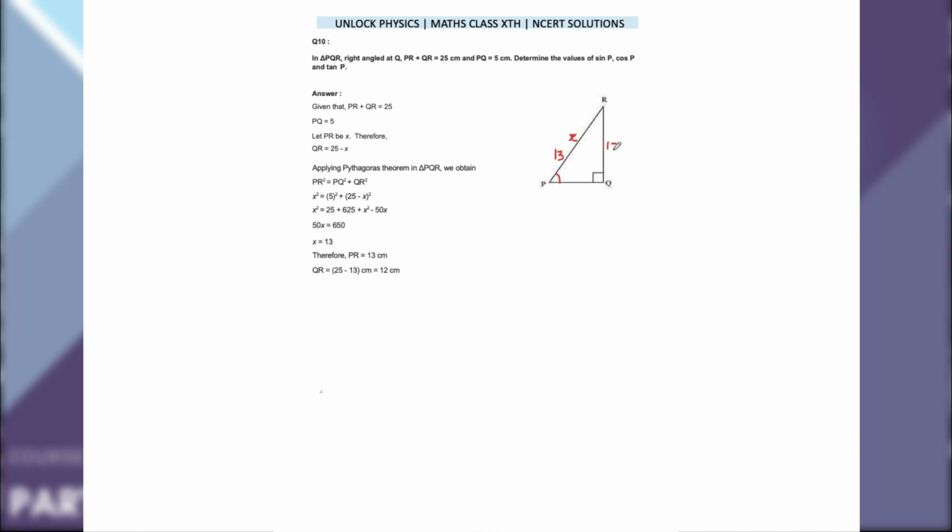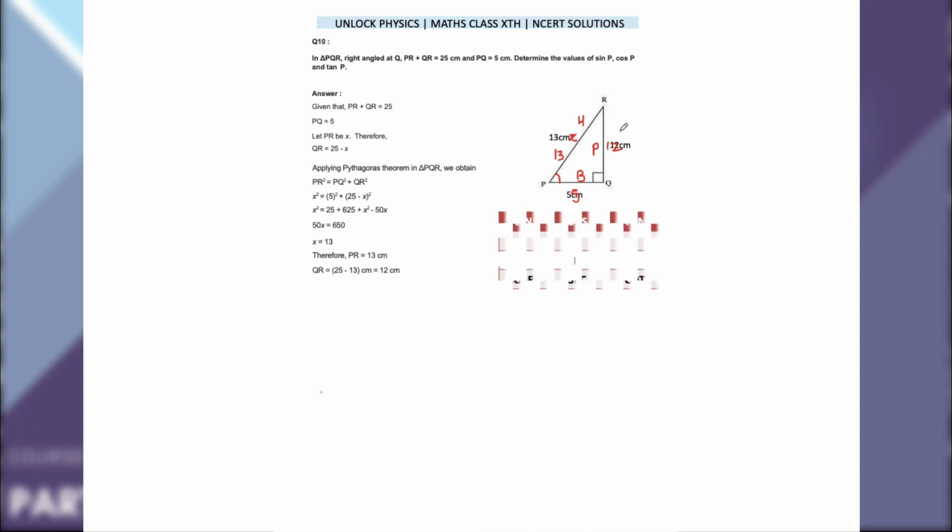We know that PQ is 5. Now for angle P, the side in front of the angle would be the perpendicular as always. This would be the base and this would be the hypotenuse. Now we know that this is 13, this is 5 and this is 12.